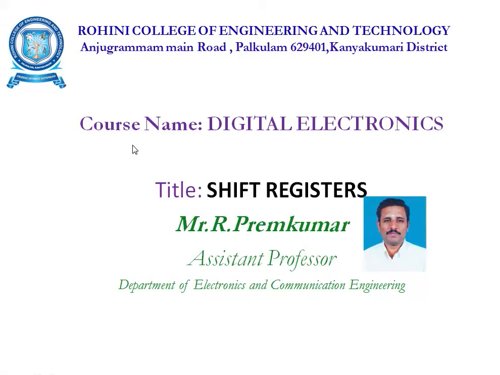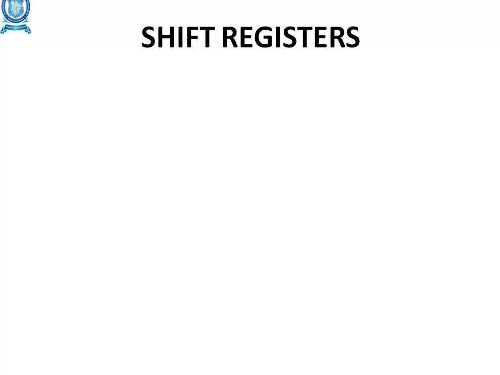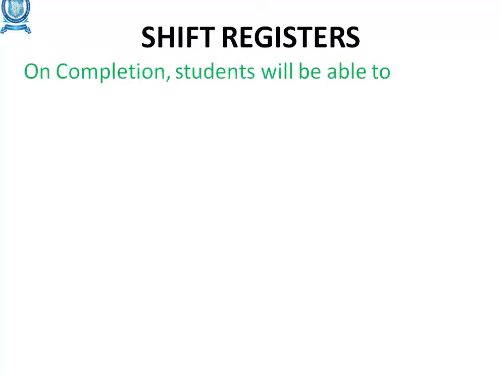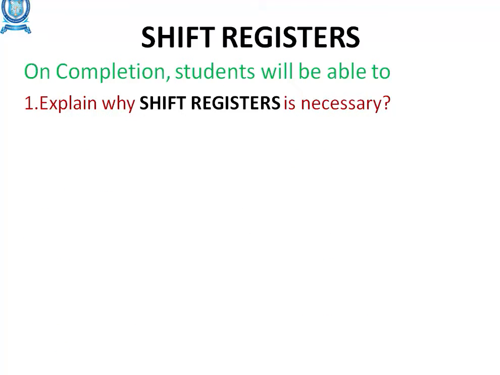Course name: Digital Electronics. Title: Shift Registers. On completion, students will be able to explain why a shift register is necessary in digital logic circuits and how to solve problems involving shift registers.